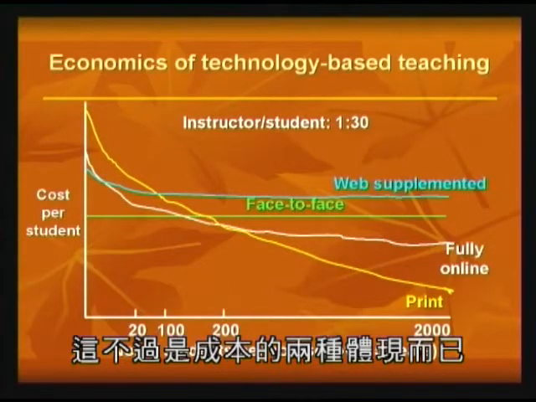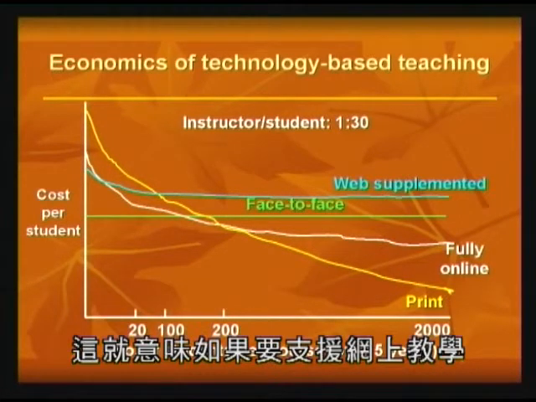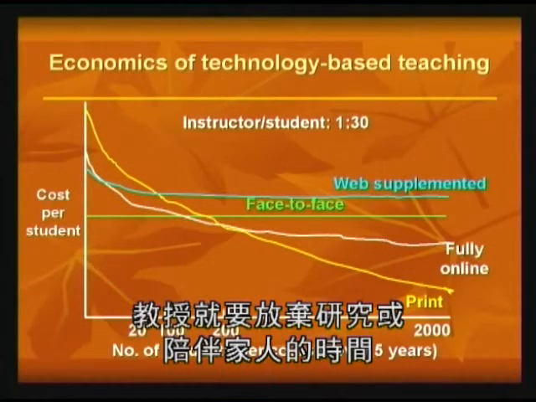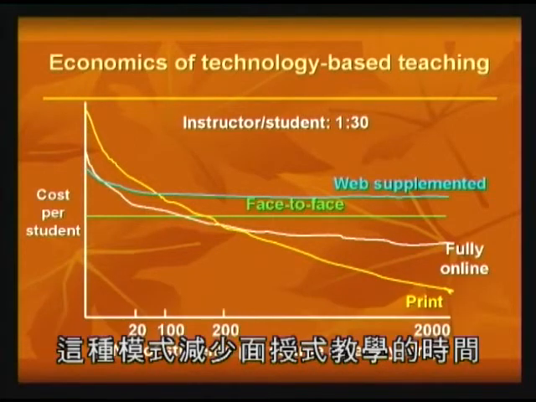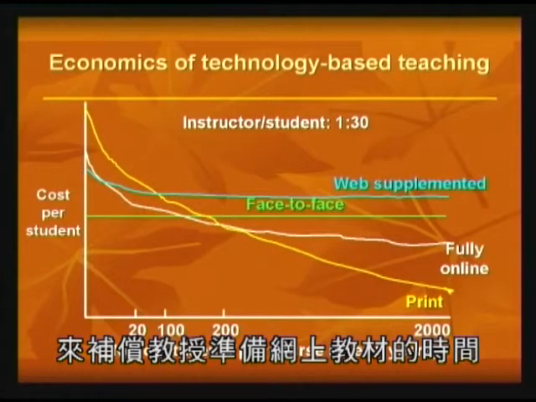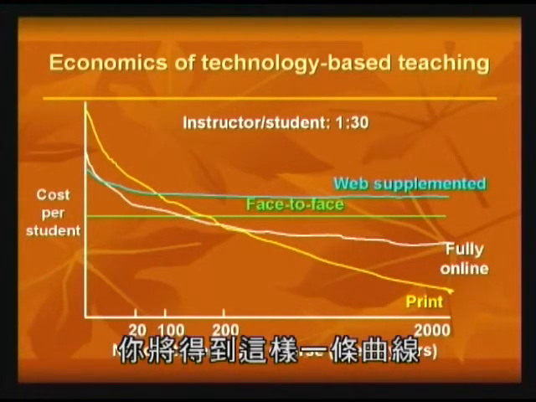It's a cost in 2 ways. If it's a research university, it means they're either giving up some of their research time or some of their family time in order to provide web-supported learning. And that's why I think in the long run, we will see more movement towards the mixed mode, where we reduce some of the face-to-face teaching time to allow the professor to compensate for the time creating the materials online. And we get a curve something like that.